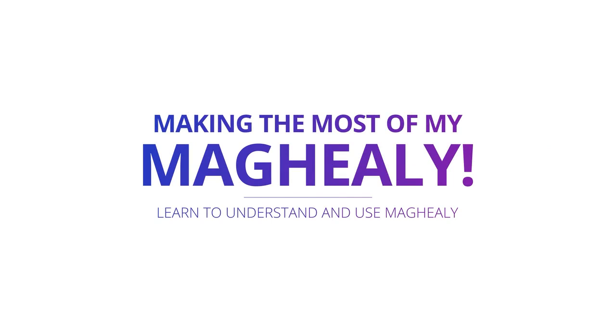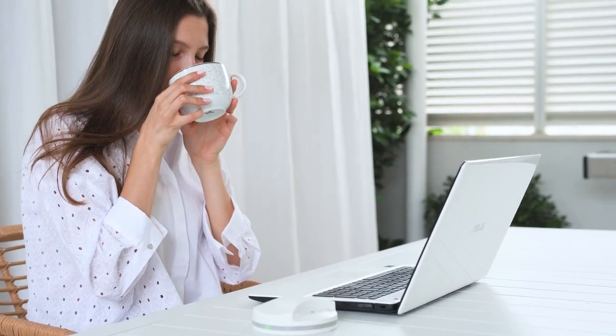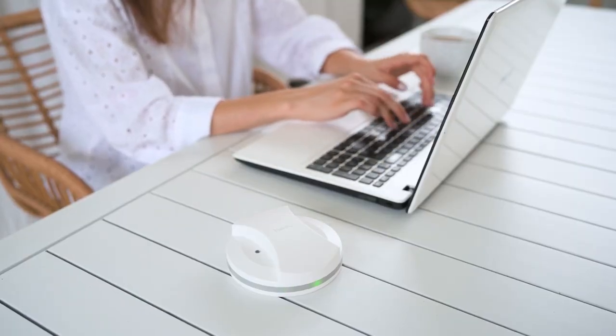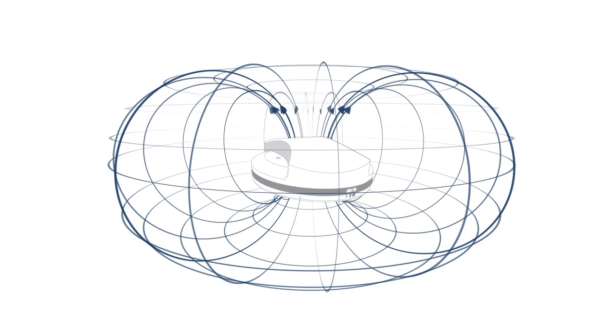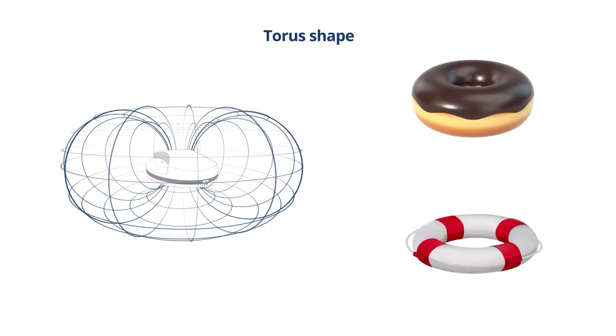Here in Part 4, we're talking about the MagHealy Atmosphere application for rooms and buildings, for individuals, and for groups of people. The MagHealy Atmosphere application uses one of the most important properties of the magnetic field, namely its ability to penetrate through space. The magnetic field lines emerge vertically from the center of the MagHealy device and then find their way back to the other pole in a torus shape. A torus is a geometric object that most people know as the shape of a donut or a life preserver.